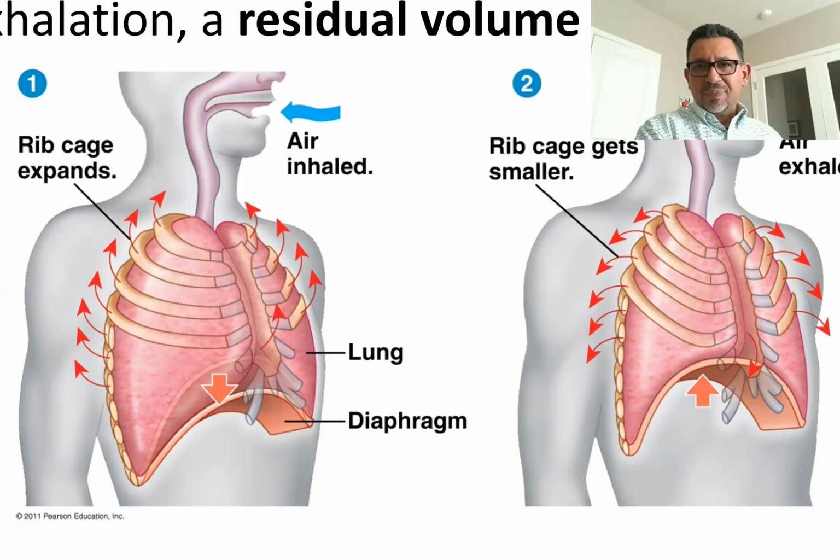So check out 3 steps here. First, contraction of the diaphragm and muscles of your rib cage. After that contraction, step 2, the volume of the lungs is going to increase. And then, finally, step 3, air is going to be drawn into the lungs by negative pressure.